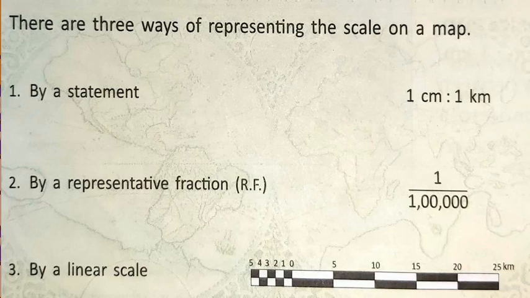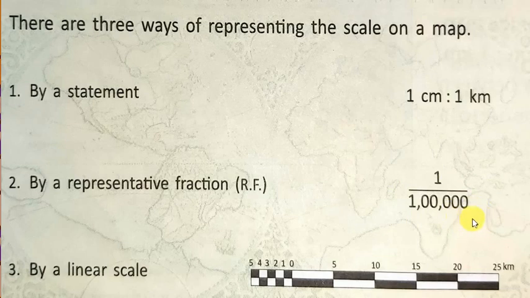Coming to the next one, the representative fraction. It is also called the numerical fraction. As you can see here, the ratio between the map distance and the ground distance is given as a fraction, whose numerator is always 1.